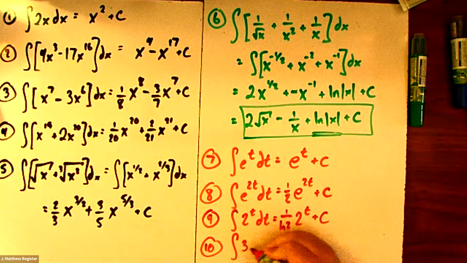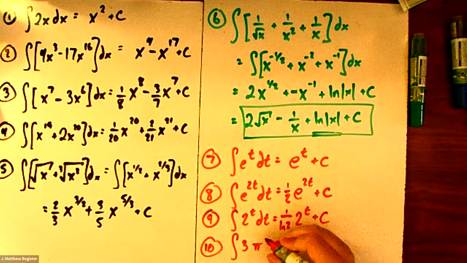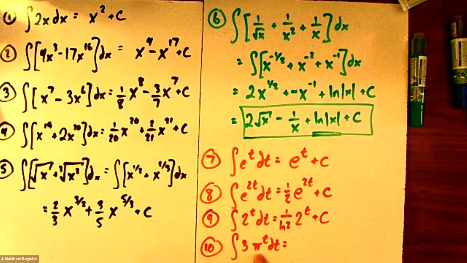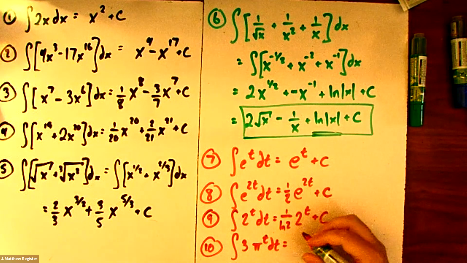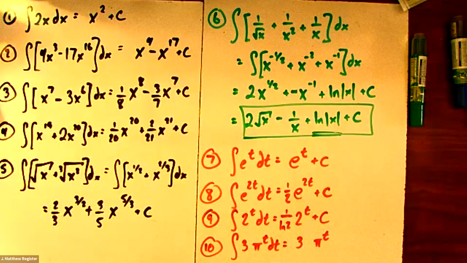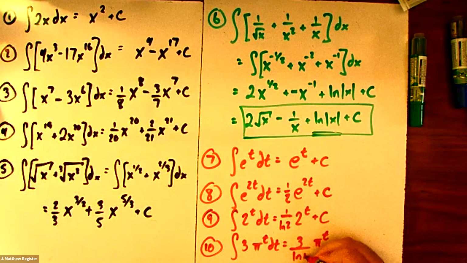If we have something like 3 pi to the t, well, pi is just a number. 3 in this case is just a scalar. If you ever have a scalar, you could technically just factor it out. And so this would give us a 3. The pi to the t is still going to be there. But when we take the derivative of pi to the t, we would get a natural log of pi that comes out. So to cancel it out, we would divide by a natural log of pi. Plus c.